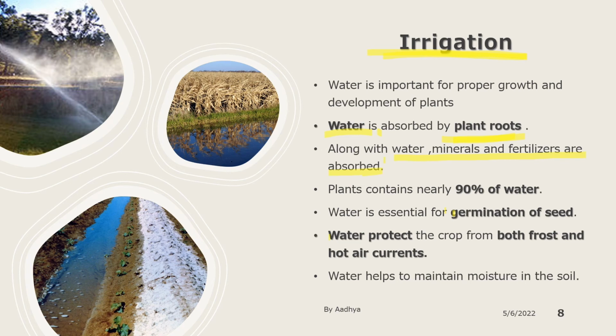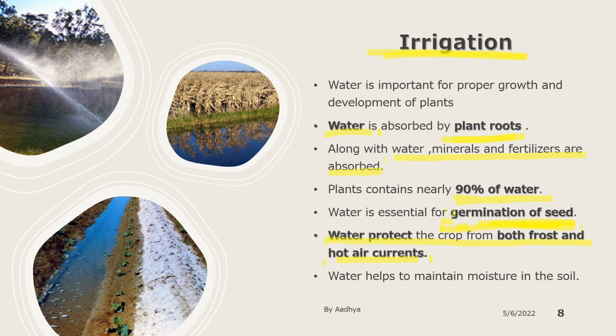Plant contains 90% of the water. They contain 90% of the water, and also water is essential for germination of the seed. And these bold letters are very important points, can be asked in the MCQs or the filling the blanks. Water protects the crop from both frost and the hot air currents, right?